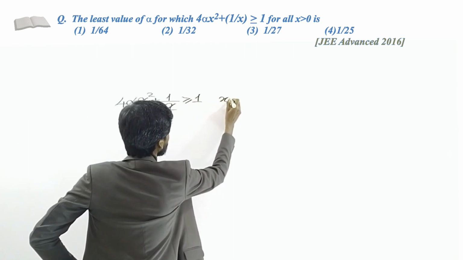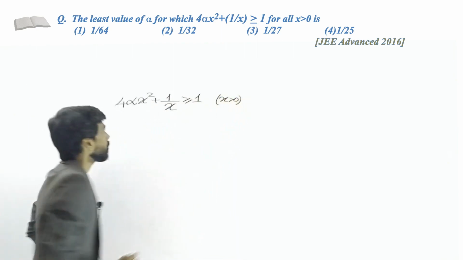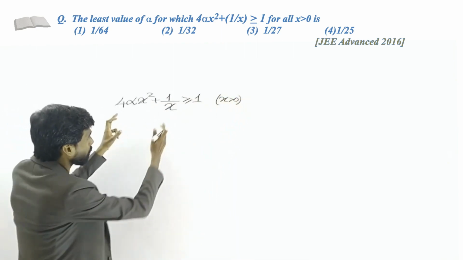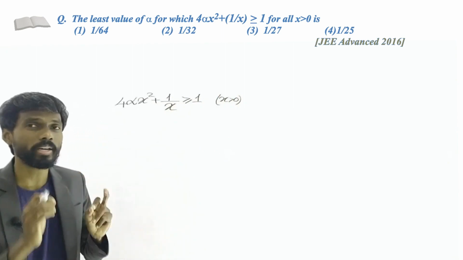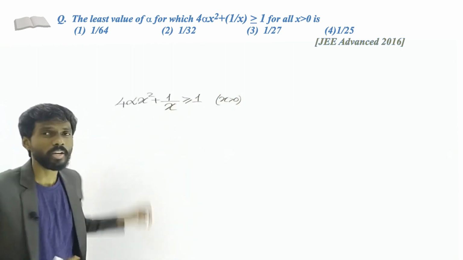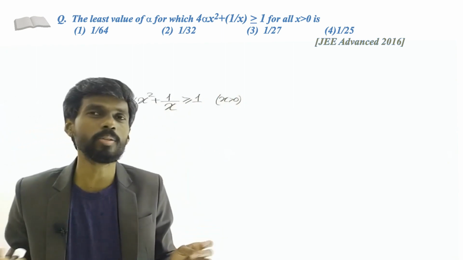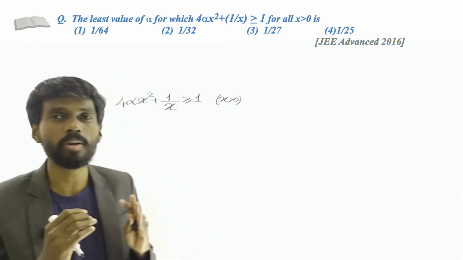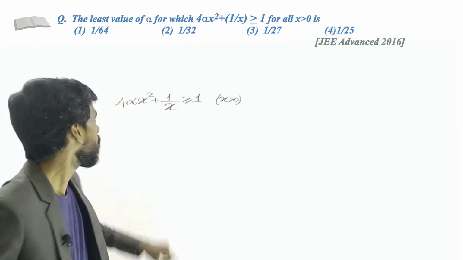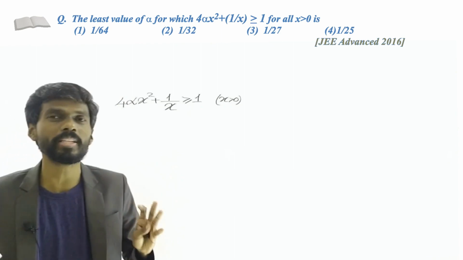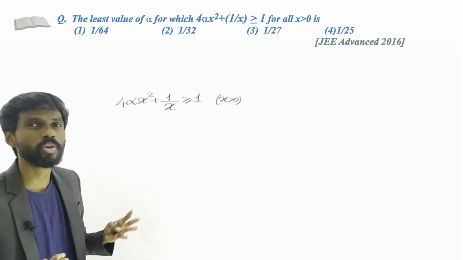So here x is positive. So this inequality means this expression should have minimum value 1, right? So the minimum value of this is 1. To find the minimum or maximum value, usually you find the derivative of the function and equate it to 0, we know the method. But for a change, we will not do the derivative method, we will use the arithmetic mean, geometric mean method.